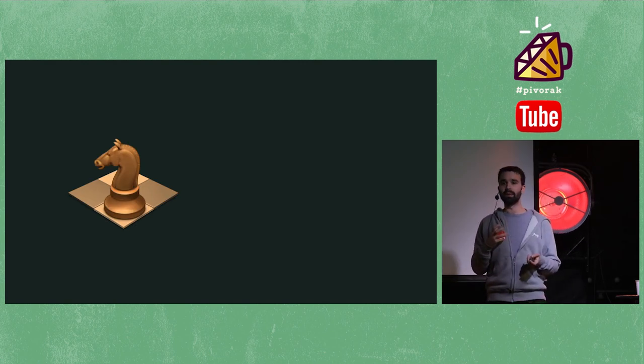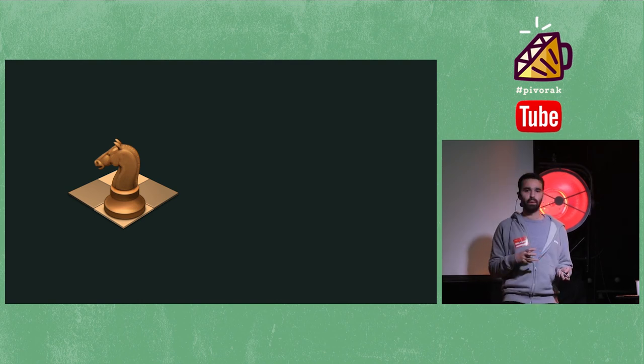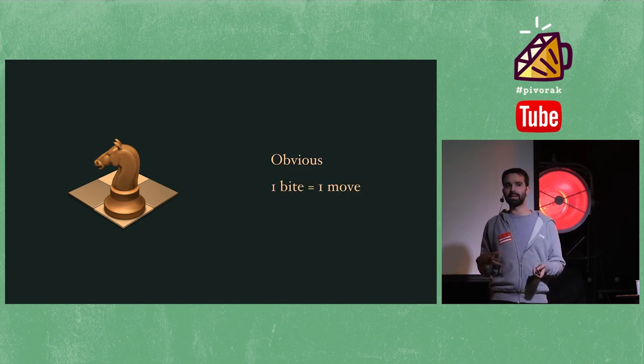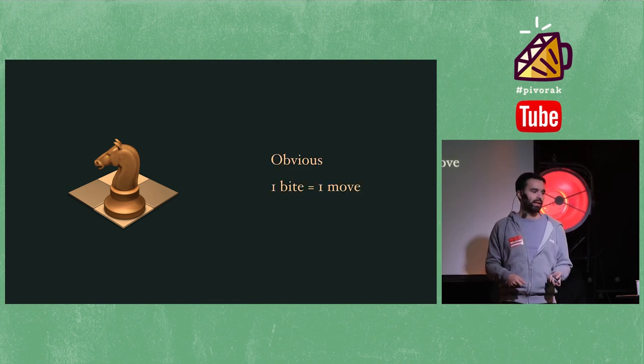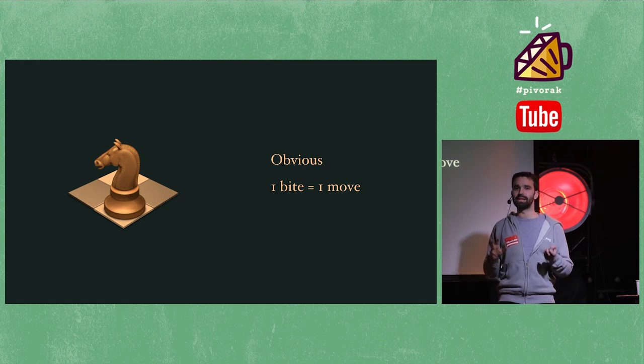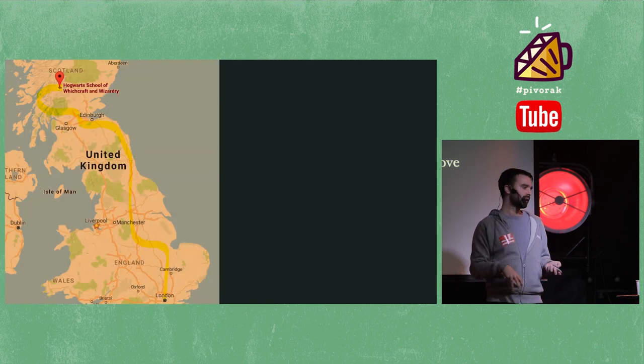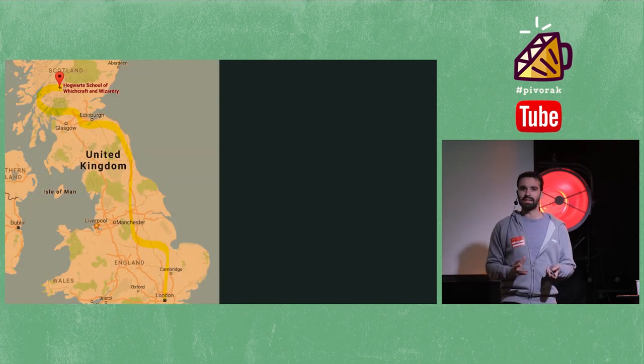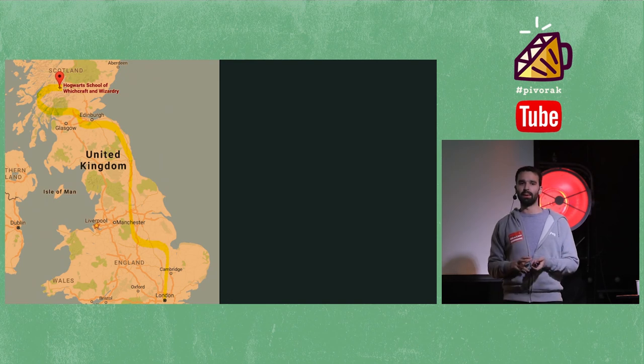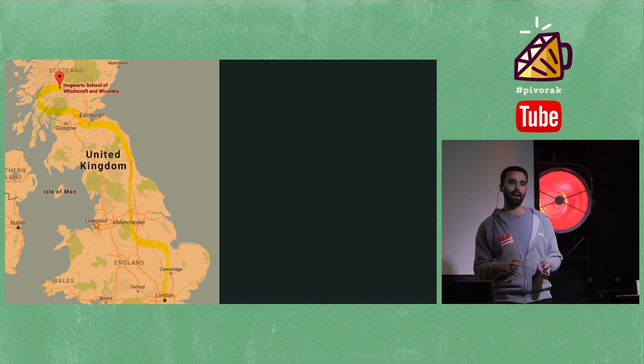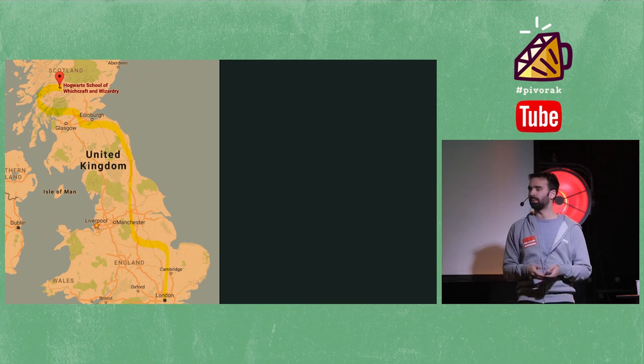Now, sometimes this is going to be very obvious. So for example, if we're writing a chess program, a chess AI, well then one byte in this universe is going to be a single move. We're usually going to want to think about making the next move for our chess program. But sometimes it's more difficult to think about what's a single byte, right? How do we break down a big problem into smaller problems?